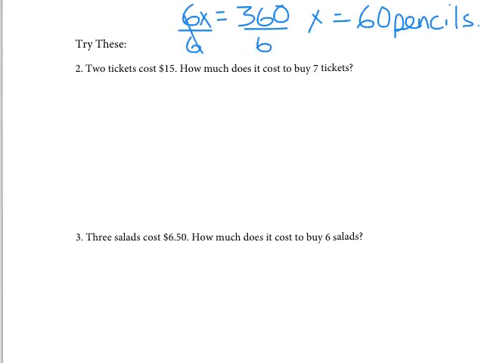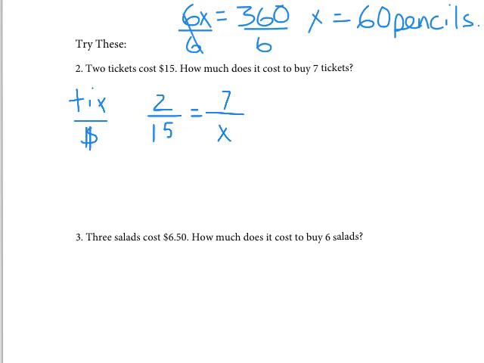Okay, so for number 2, I'm going to do tickets over money. So if you did money over tickets, that's fine. Just make sure that you flip-flop both of my fractions, okay? So 2 tickets is going to be 15 bucks. It wants me to know how much does it cost. So my money is my x this time for 7 tickets, okay? So make sure you have your fractions right.